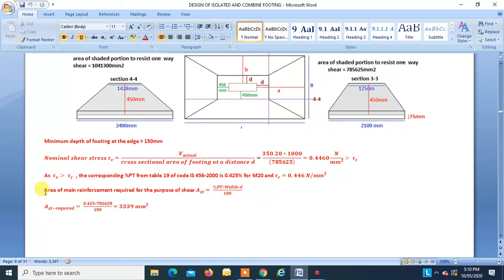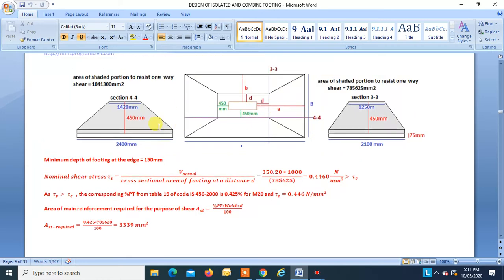Now we can find the area of main reinforcement required, that is percentage into area of the section divided by 100, that is equal to 3339 mm square. So this is the steel that is to be provided along the length of the footing. Now this is for section 4. Now we will have to check our one-way shear on this section, right? That is at a distance d from the column face, that is 450 mm. This is section 4-4.